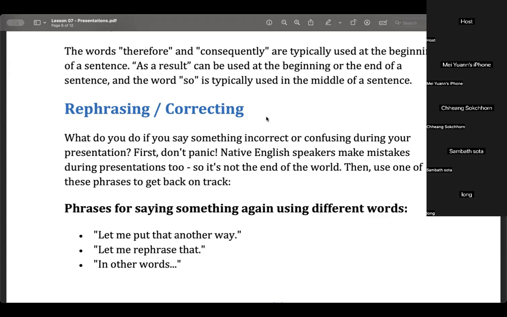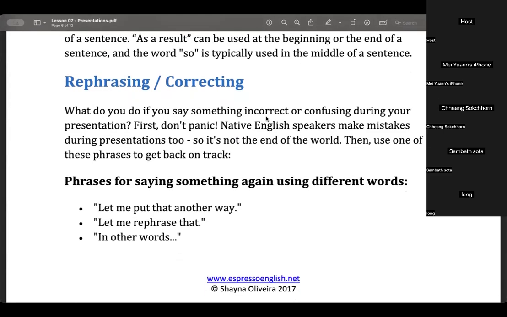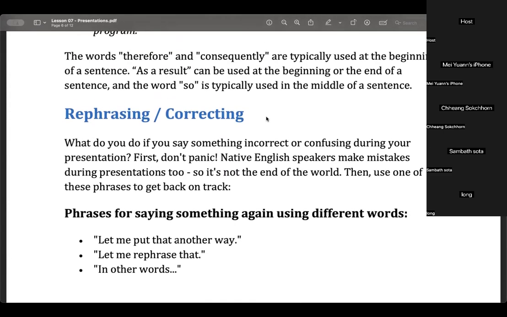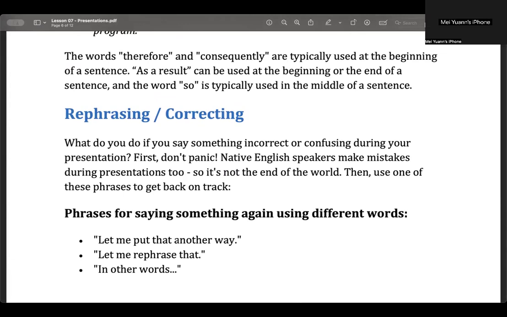Rephrasing, correcting. What do you do if you say something incorrect or confusing during your presentation? First, don't panic. Native English speakers make mistakes during presentations too, so it's not the end of the world. Then use one of these phrases to get back on track.